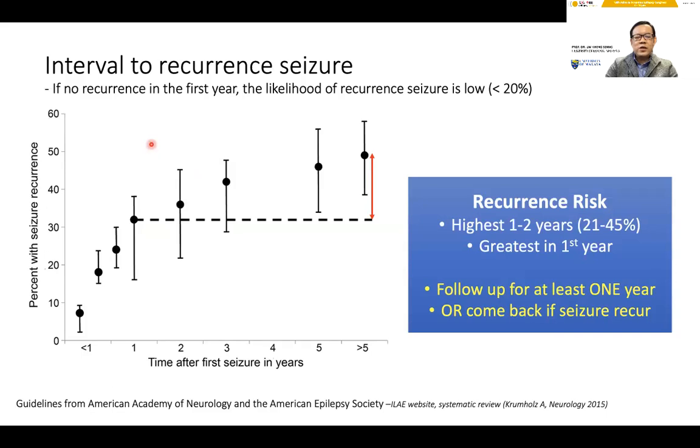However, for those who have no seizure in the first year, the likelihood of recurrence is actually very low. As you can see in this chart, the recurrence risk at 1 year is about 30%. But if someone is seizure-free at 1 year, the likelihood of having another seizure within the next 5 years is actually only about 10 to 20%. So the recurrence risk is actually highest in the first or second year after the first seizure, and the risk is about 21 to 45%, and it is greatest in the first year. And therefore, for those with first seizures, I will normally follow them up for at least a year or ask them to come back if the seizures recur.